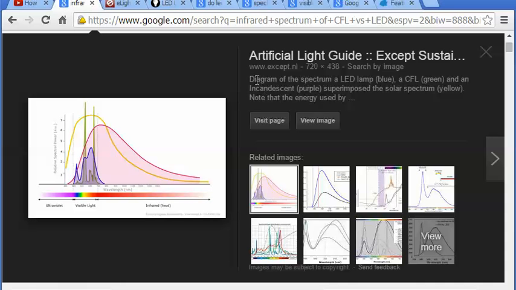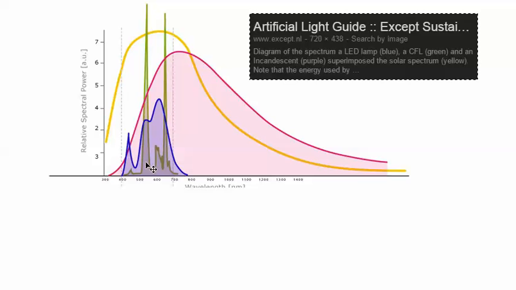And here is what we've got. Diagram of the spectrum of the LED lamp blue versus the CFL green and the incandescent purple light. Where's the purple? Purple is up here. Superimposed on the solar spectrum in yellow. Now, to me, it looks like in each case, there's hardly any wasted wavelengths. Maybe the CFL.